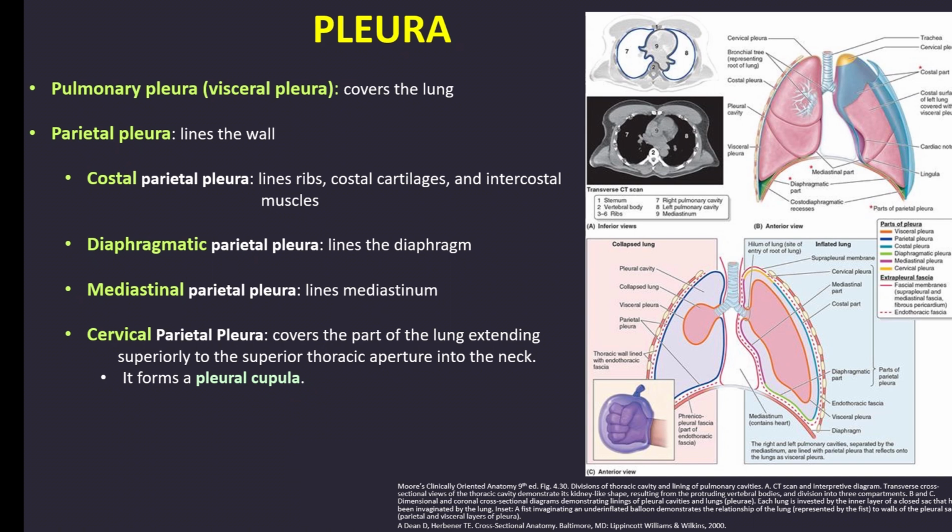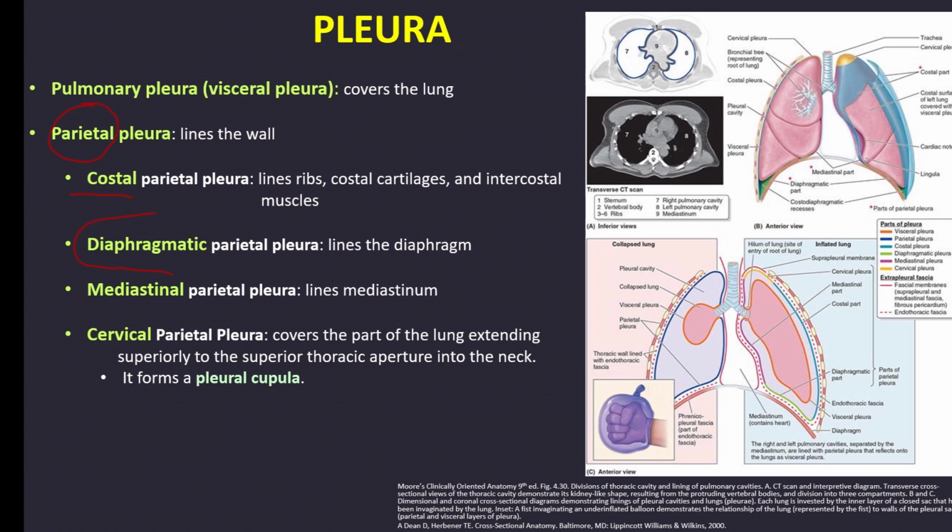So let's discuss in detail the parts of the pleura. So we have pulmonary pleura, or the other name for it, visceral pleura, that again covers the lung. And then we have parietal pleura, and that's the one that lines the wall. We can subdivide that parietal pleura into parts, and we name those parts based on what it lines. So we have costal parietal pleura. That's the part of the pleura that lines the ribs and costal cartilages and intercostal muscles.